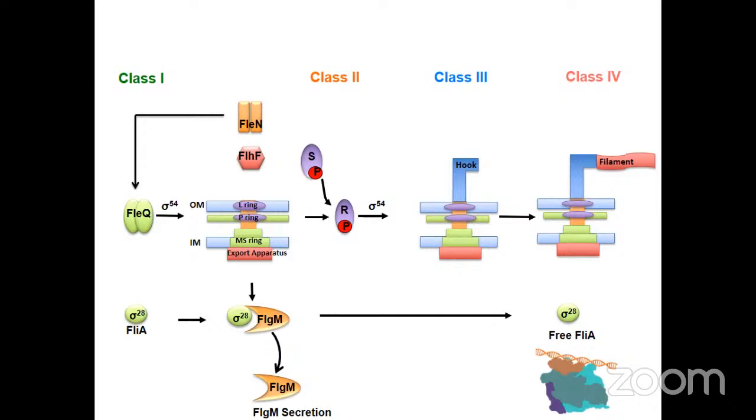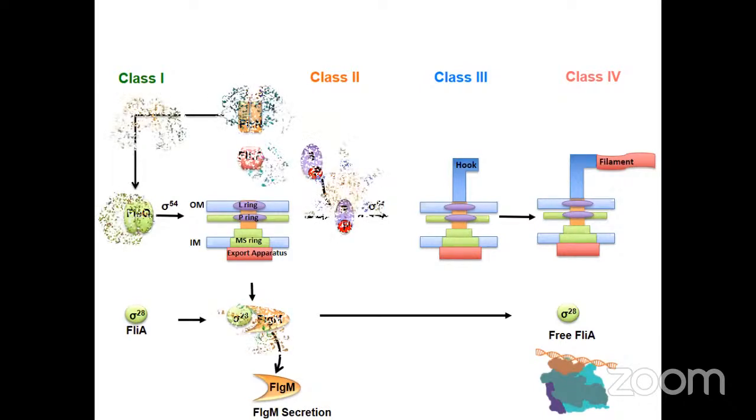There is FleN, which regulates activity of FleQ. So we have seen how this is done in detail. There are other regulators such as FlhF, which is responsible for polar placement of flagella. There is FleSR, a kinase and transcription factor, which then activates the expression of class 3 genes. There is sigma 28, which is present in complex with its inhibitor FlgM. This complex breaks to make FliA, which is also sigma 28, free of its inhibitor. This then associates with RNA polymerase, and transcription of late flagellar genes takes place.